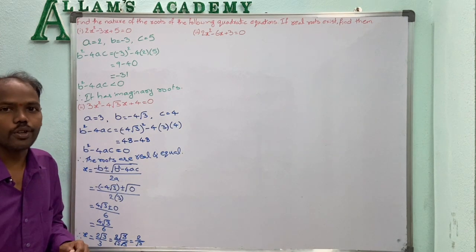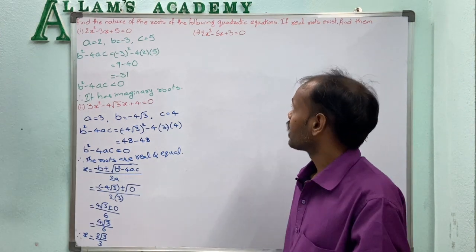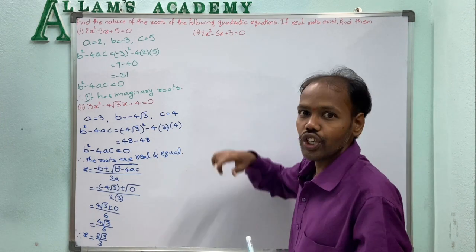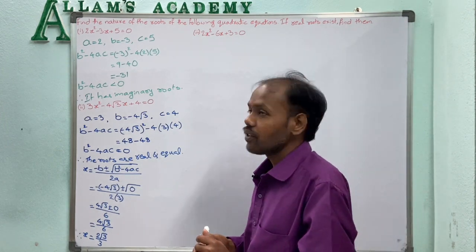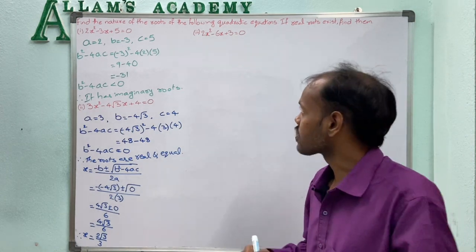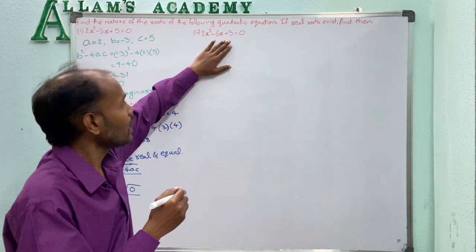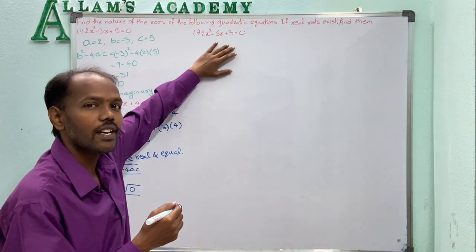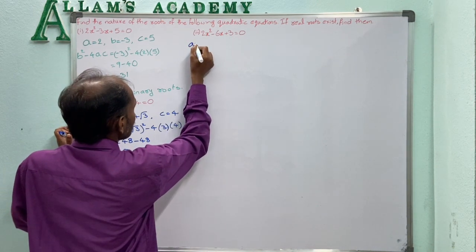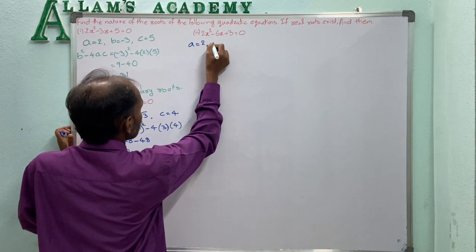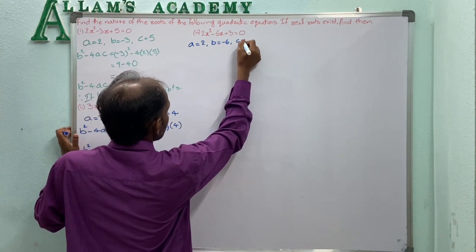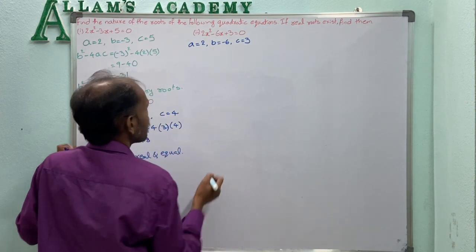Next, here is another problem: 2x square minus 6x plus 3 equal to 0. For that, first find the nature of the roots, if the roots exist, then find the roots. Now comparing with the general form of the quadratic equation ax square plus bx plus c equal to 0, here a is the x square coefficient, that is 2, b is the x coefficient, that is minus 6, and c is the constant term, that is 3.